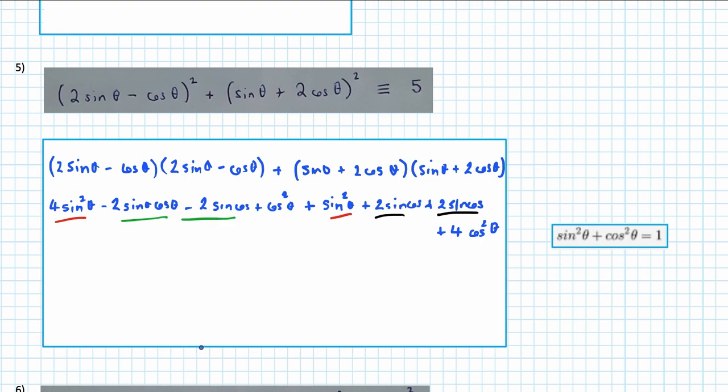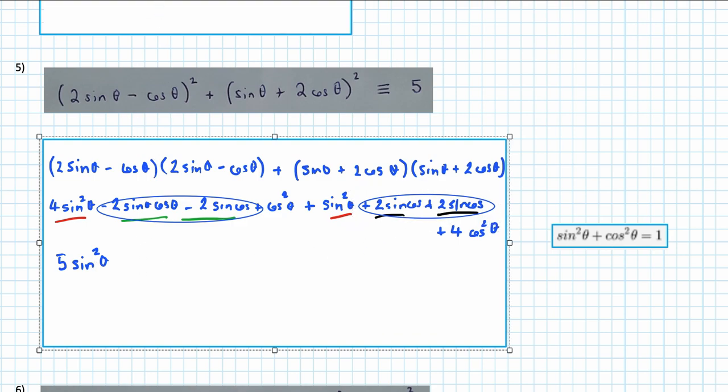So find your own way of doing that, and you'll make it easier on yourself. So we got 4 sine squared, and there's another sine squared, so we have 5 sine squared theta. And these 2 parts here, just make it a little bit clearer there. Keep the same terms, and same with the second block there.